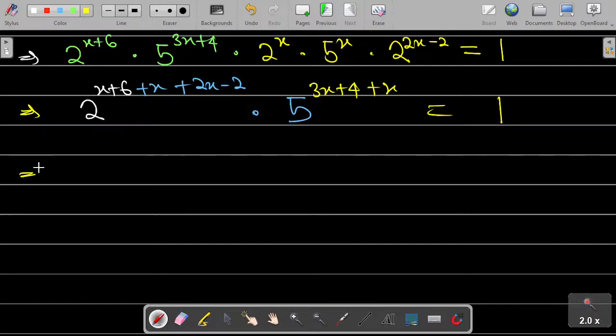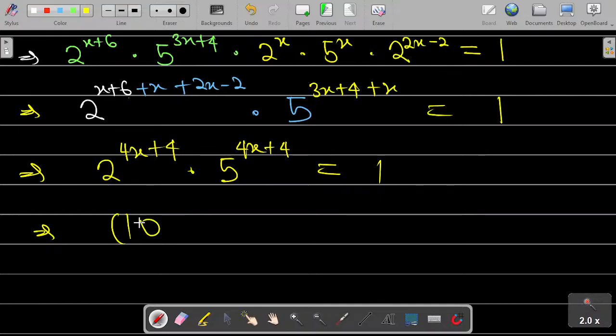This is going to give me x plus x is 2x, plus 2x is 4x. Then 6 minus 2 is 4. Multiplied by 5 raised to the power of, this is also 4x plus 4. Wow, this is beautiful. And then you are done. You can now bring out the powers, and so this is going to give you 2 times 5, which is 10, raised to the power of 4x plus 4. So let's remove this one.